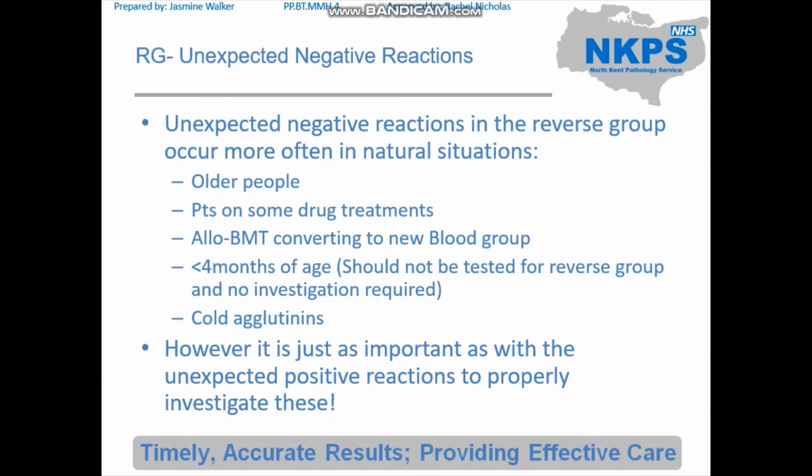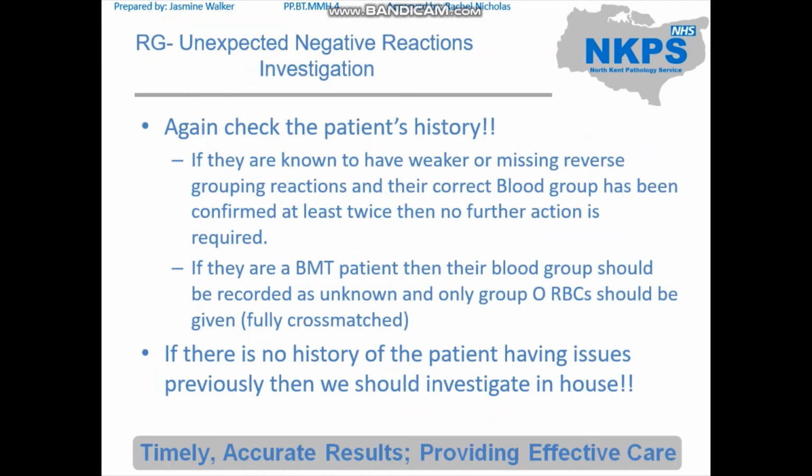However, it's just as important as with the unexpected positive reactions to properly investigate these results. Again, check the patient's history. If they're known to have a weaker or missing grouping reaction and their correct blood group has been confirmed at least twice in the past, then no further action is required. You just need to add in the relevant comments based on your SOPs that will exclude them from electronic issue as it's had to be manually edited.